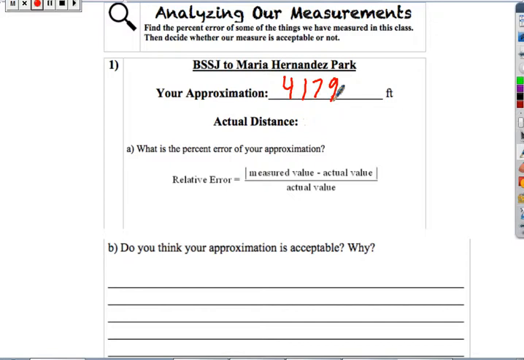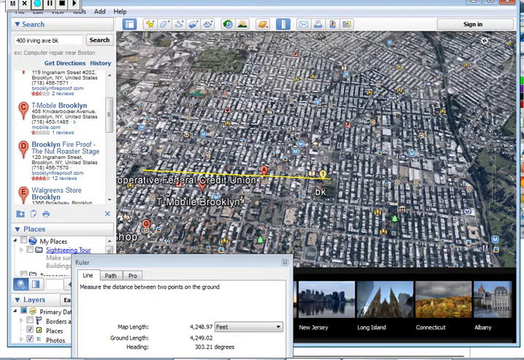Now the actual distance, if you wanted to find out what some of these distances were, it's not so easy to Google something like this. So you'd want to use Google Earth. If you go to Google Earth and use the measuring tool, you can find it under tools up here, or use the toolbar. If you start at BSSJ and drag all the way to the middle of Maria Hernandez Park, which is where most of us ended it, the actual length, according to this satellite projection, is 4,248.97 feet.